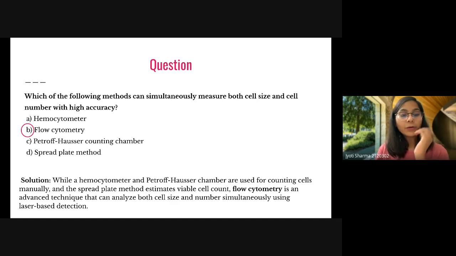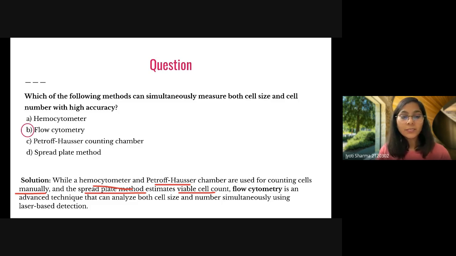Whenever we are talking about the hemocytometer and Petroff-Hausser chamber, here we can count the cells, but this will be manual. Then the spread plate method also estimates the viable cell count. But if we are talking about flow cytometry, this is a very advanced technique where we can visualize both cell size and cell number using laser-based detection. So this is not manual.